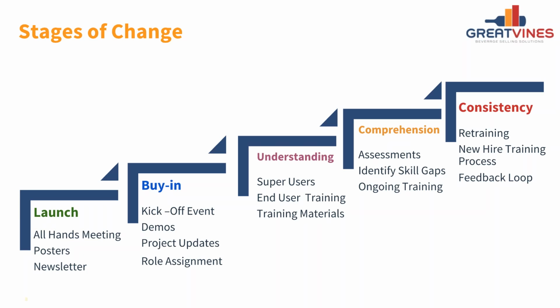And then lastly, it's sort of steady state, right? Retraining. Making sure that people, if they need refreshers, that they're there. New hire training process. Making sure your onboarding plan accounts for any of the new changes. And then finally, a feedback loop. Okay, so now you're moving sort of out of change and into acceptance and operationalizing what you brought to the organization.